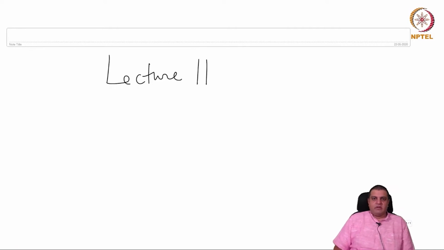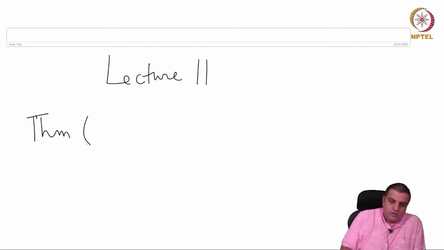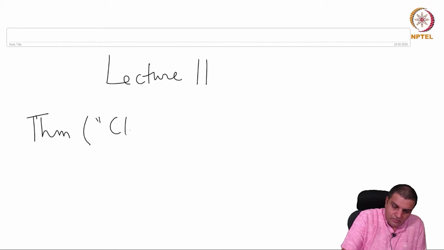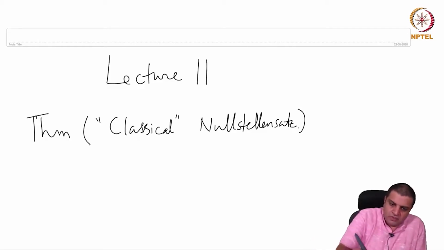This is lecture 11, and here we look at another version of Nullstellensatz. This is the more classical version of Nullstellensatz, and proved by Hilbert.